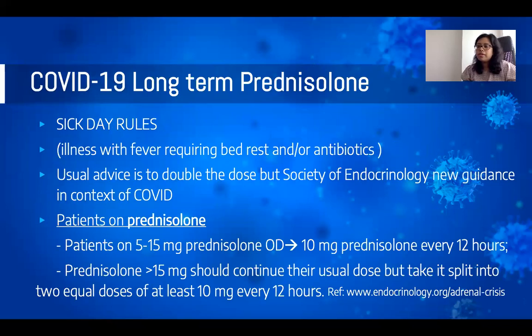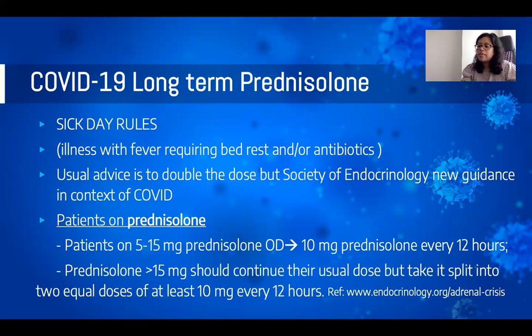So in terms of long-term prednisolone, you want to look at sick day rules when these patients become unwell. The Society for Endocrinology has released guidance recently on steroid dose adjustments in the context of COVID. Normal sick day rules are usually to double the prednisolone dose when they're unwell. But due to the prolonged inflammatory process of COVID-19, the following advice is suggested for those with suspected COVID-19 on long-term steroids. Patients taking 5 to 15 milligrams of prednisolone a day can increase their dose to 10 milligrams twice a day while they're unwell.